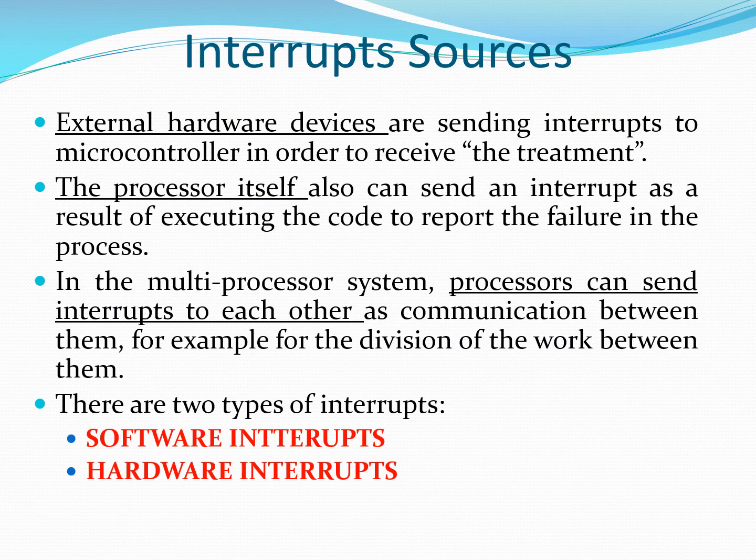Interrupt sources. The interrupt sources come from external hardware devices sending an interrupt to the microcontroller in order to receive treatment. The processor itself can also send an interrupt as a result of executing the code to report a failure in the process. In a multiprocessor system, processors can send interrupts to each other as communication between them, for example the division of work between them.